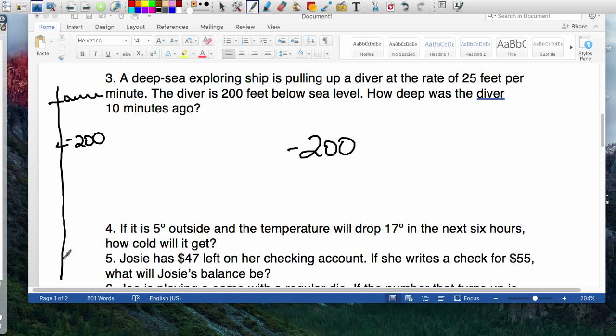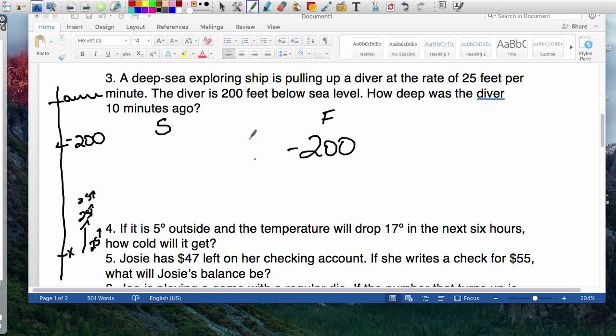But some time ago, he was at some location here because he's been going up, right? Every minute, he's been going up 25 feet. Another minute, 25 feet. Another minute, he goes 25 feet. And then he ended up here. So this is his final position, right? So it's been 10 minutes, and he ended up there. So I wanted to know what his starting position. We don't know what the start is. We know what the final is, and we want to know.